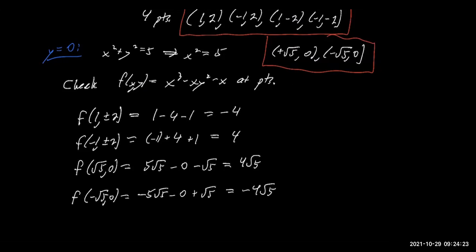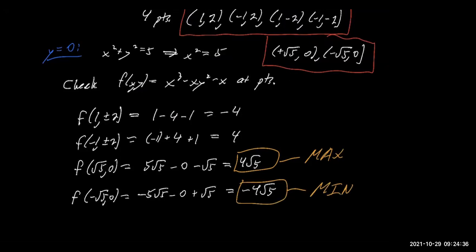And actually, these are the bigger values, right? This right here is the maximum value. 4 root 5 is bigger than 4. And this is the minimum value. Okay. Does that make sense? Any questions about that?